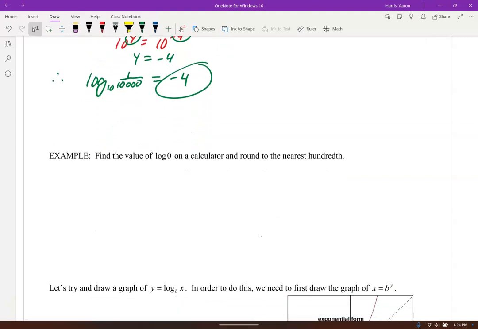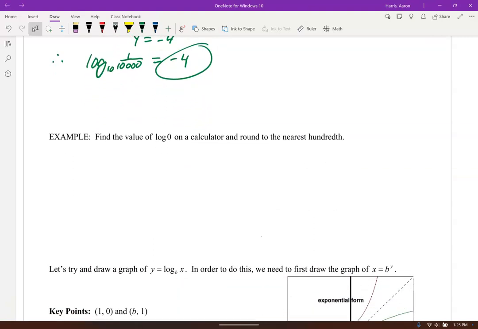All right, let's do a log of 0 on a calculator. In fact, let's go ahead and do this first by hand. Log of 0, let's say it equals y. This is base 10, it's not shown, so it's base 10. So we go 10 to the y equals 0. So I think to myself, well, 10 to what equals 0? Well, there's no way you can do that, right? There's no value of y that will make this true. So this does not exist.